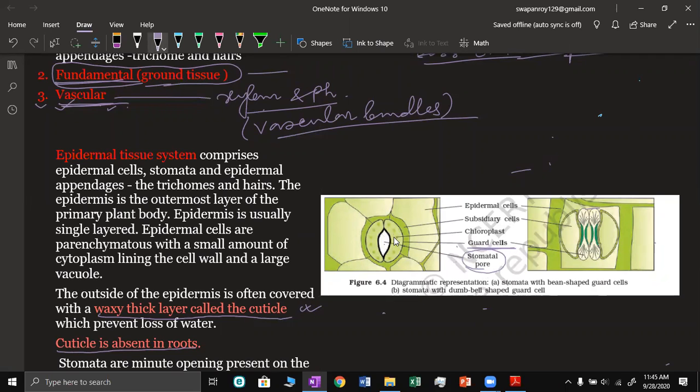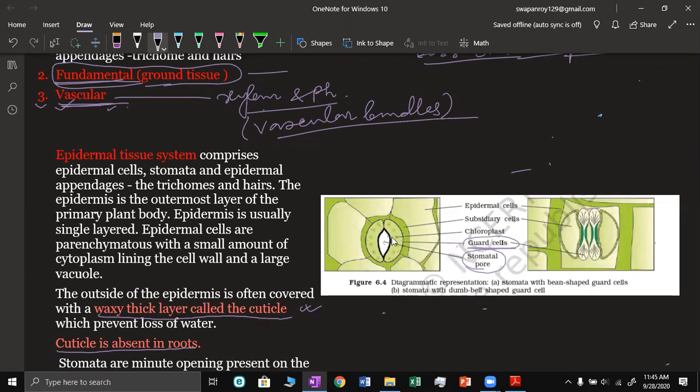These are kidney bean or bean seed shaped cells. The inner wall, the wall towards the pore, is thick, and the outer wall, that is the wall away from the pore, is thinner. This is the guard cell. The guard cell also contains chloroplast, so it can carry out photosynthesis.